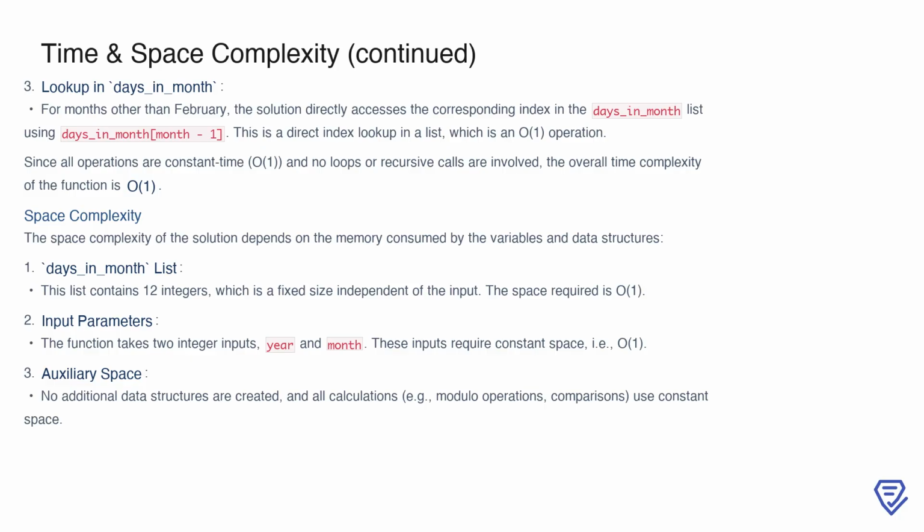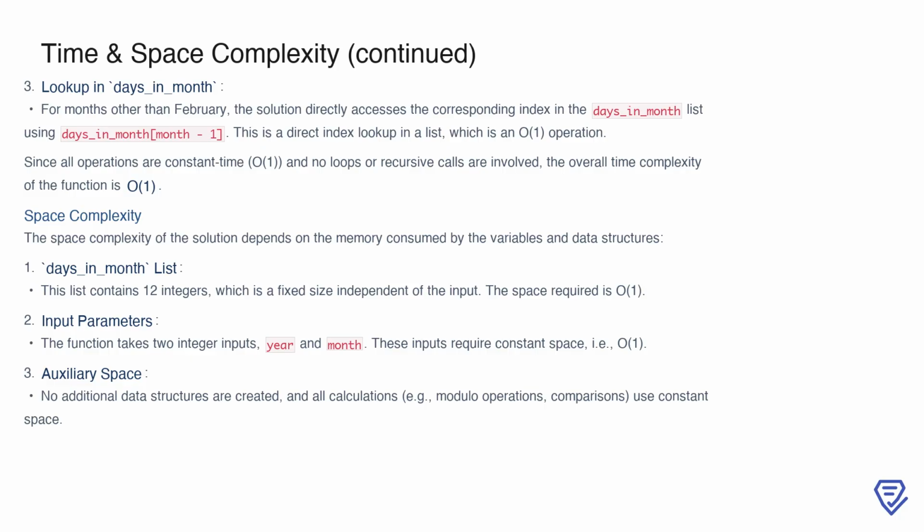When the input month is not February, the solution simply retrieves the value from the days_in_month list using the index month - 1. This direct index lookup in a list is a constant time operation, or O(1). Since every step in our solution, initializing the list, checking for a leap year, and performing a direct lookup, is O(1), the total time complexity of the function is O(1).